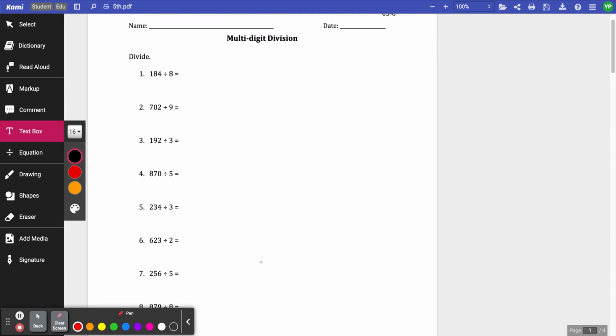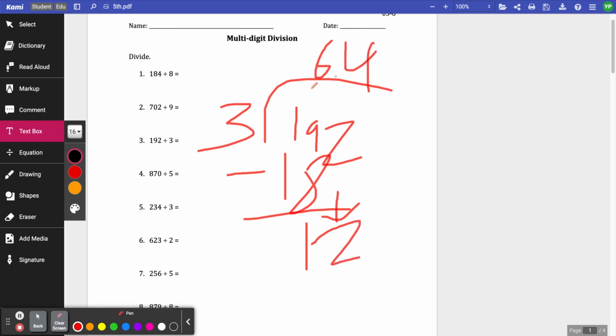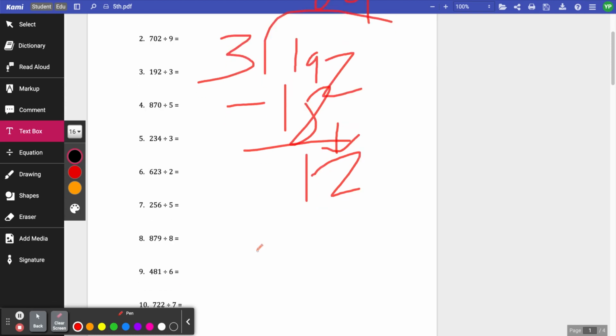And we'll just do one more: 192 divided by 3. 3 goes into 19 6 times, because you get 18. 3 times 6 is 18, minus. So 1, you bring down the 2. You get 12. 3 times 4 is 12. So number 3 is equal to 64.